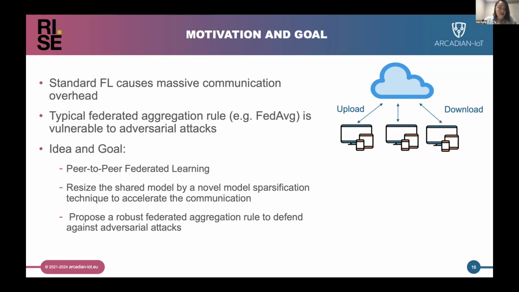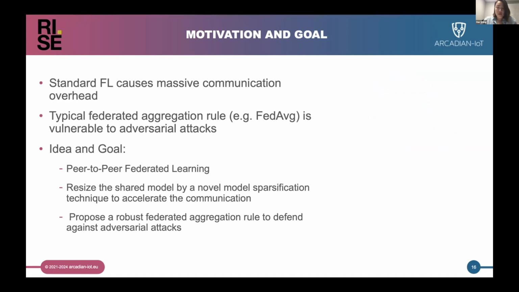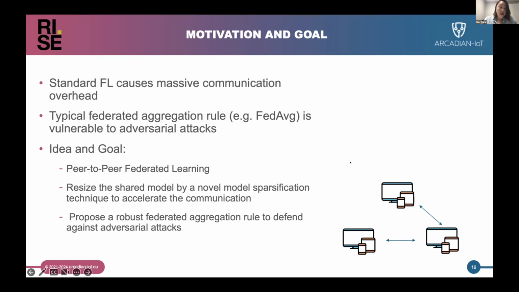So the idea is, what if we don't need the central cloud to coordinate the federated learning task? We only have the peers talk to each other. So we call it peer-to-peer federated learning. There is no central cloud, which means we can reduce the amount of communication between the central server and the clients. Each client only talks to its connected peers. For example, this one doesn't talk to the one here, but this one will talk to the other clients at the same time. So this reduces the amount of communication. And we try to resize the shared model; we propose a model sparsification technique to reduce the communication. I will talk about it in the following slides. We also propose a robust federated aggregation rule to defend against adversarial attacks, which I will also talk more about. So that is the goal of this work.